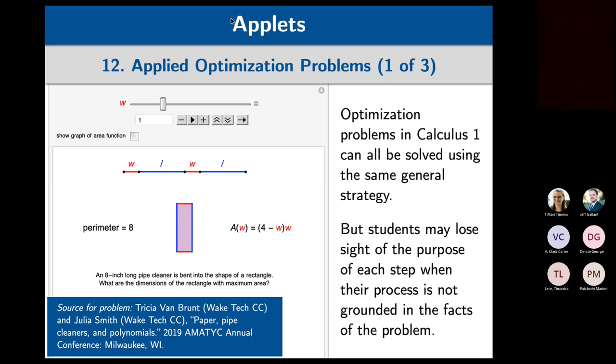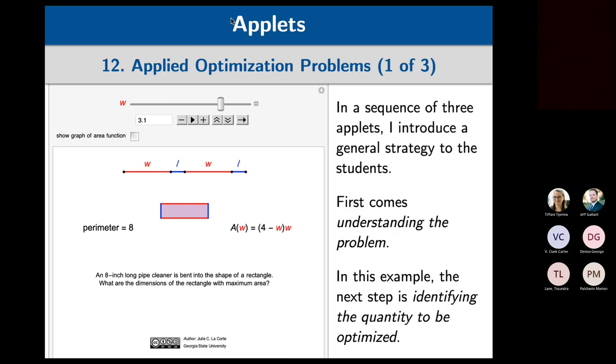All our optimization problems in Calculus 1 can be solved using the same general strategy. But students often lose sight of the purpose of each step when their thinking process is not grounded in the facts of the problem. In this applet, and in two more optimization problems, I introduce a general strategy to the students. First comes understanding the problem.